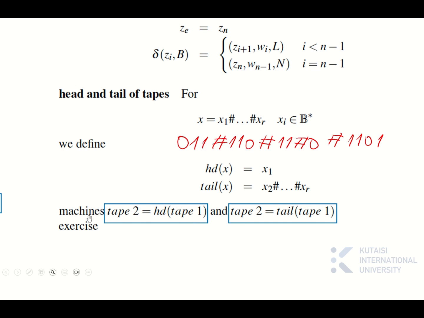And so we can construct a machine that takes input like this, and on tape 2 it just prints the head of whatever was written on tape 1. And I can also construct a machine that on tape 2 prints the tail of tape 1. So it can look at this thing and on tape 2 only copy the first part. It's very easy because you just copy, copy until you encounter a hashtag and then you accept. And in this case, you just ignore, ignore, ignore until you see a hashtag. When you see a hashtag, you go on to a state that starts copying, and then start copying.